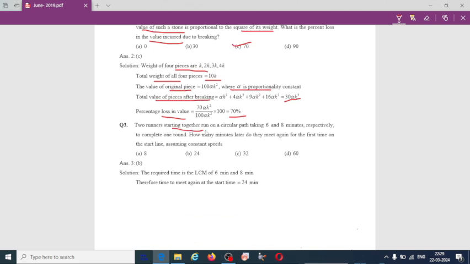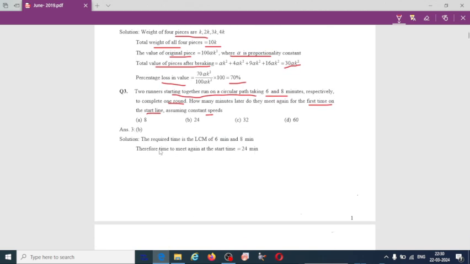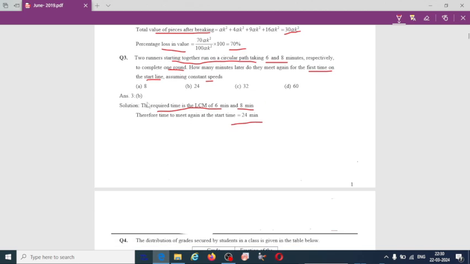Two runners starting together run on a circular path, taking 6 and 8 minutes respectively to complete one round. How many minutes later do they meet again for the first time on the start line, assuming constant speeds? The two runners complete the circle in 6 and 8 minutes. When they coincide, the required time is the LCM of 6 and 8 minutes, which is 24 minutes. So the correct option is B: they meet again for the first time on the starting line after 24 minutes.